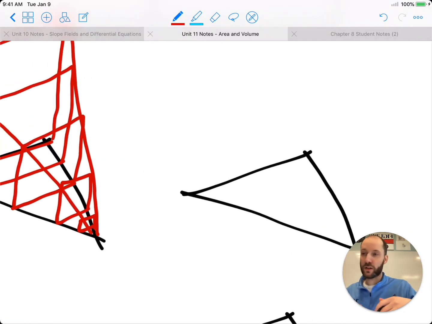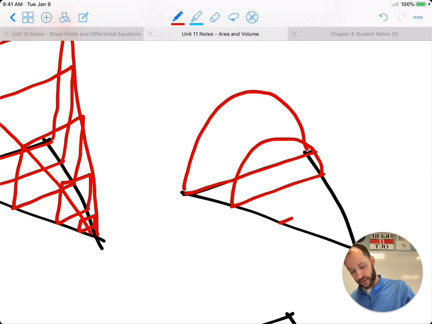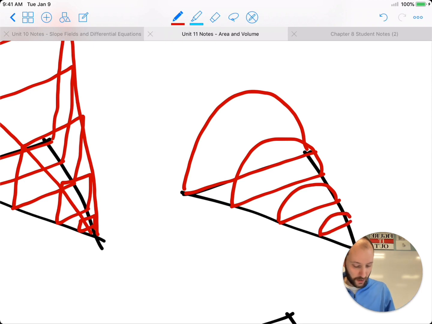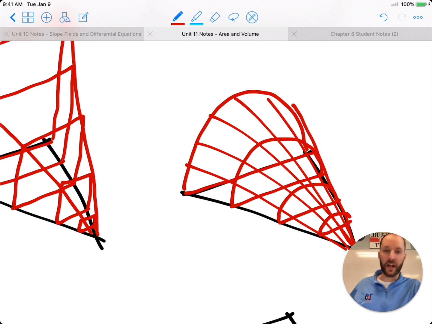Let's say the cross sections are semicircles. So a diameter and a semicircle. Diameter, semicircle. Diameter, semicircle. All the way down, and then this all kind of has a smooth outline to it. Alright, so you have kind of half of a cone there.